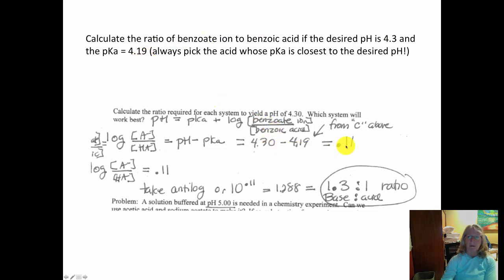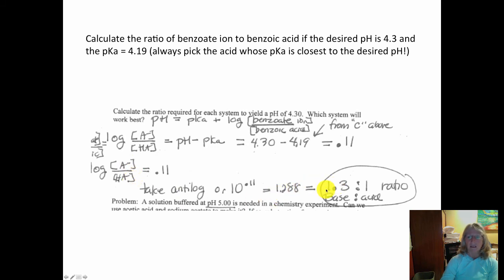And when I subtract those two numbers, I get a difference of 0.11. So the log of the benzoate ion, or base, over the benzoic acid is equal to 0.11. Get rid of a log by taking the antilog of both sides. Well, the antilog of base over acid would be found by taking the antilog of 0.11. That's super easy. Just take 10 and raise it to the 0.11. Hit enter. And that, rounded off, is the ratio that you need of your base to your acid.